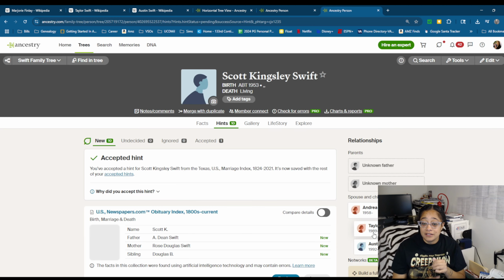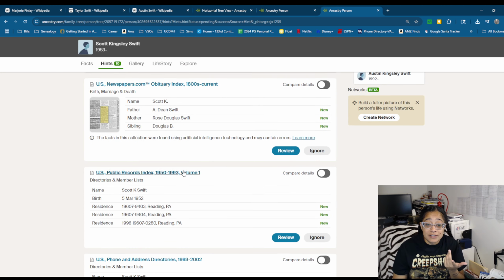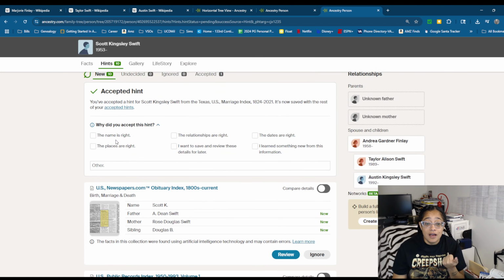So it has saved that to the tree. We are back in the hints, and it says we have accepted this hint. If you want to help with Ancestry's AI, you can click "why did you accept this hint" and give the reasons. So the name is right, the relationships are right, the dates are right, the places are right.